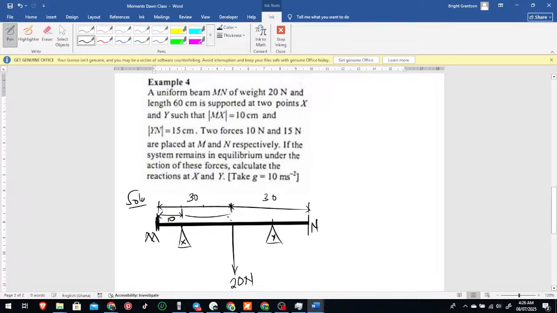Now, two forces, 10 newtons and 15 newtons, are placed at M and N respectively. If the system remains in equilibrium under the action of these forces, calculate the reactions at X and Y. So this support will also cause a reaction. Let me use a red line for the reaction.